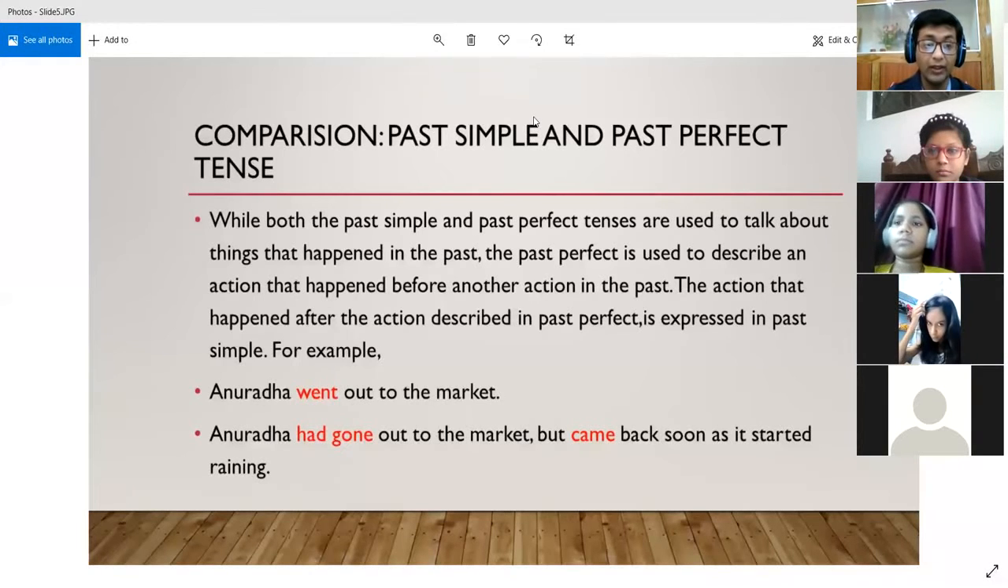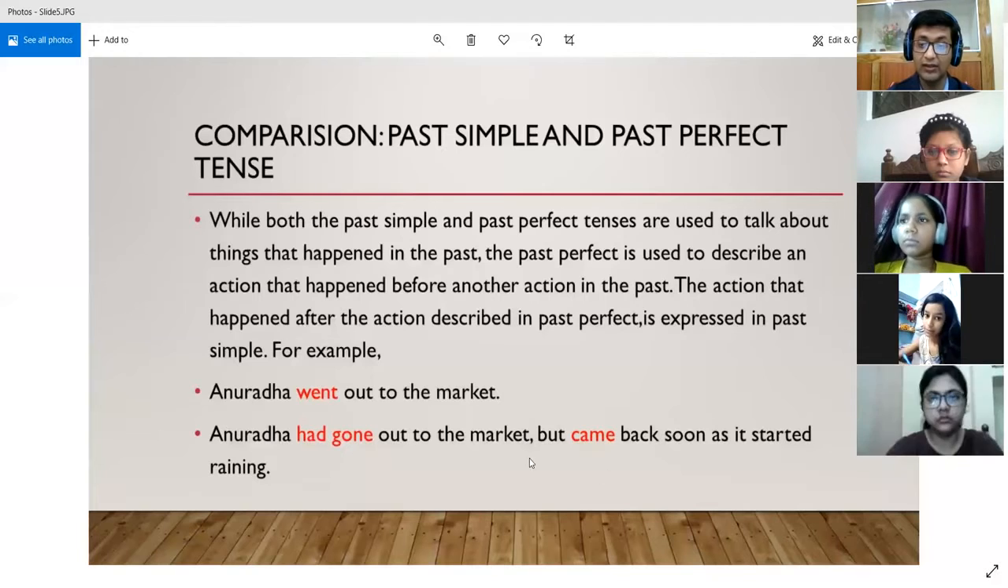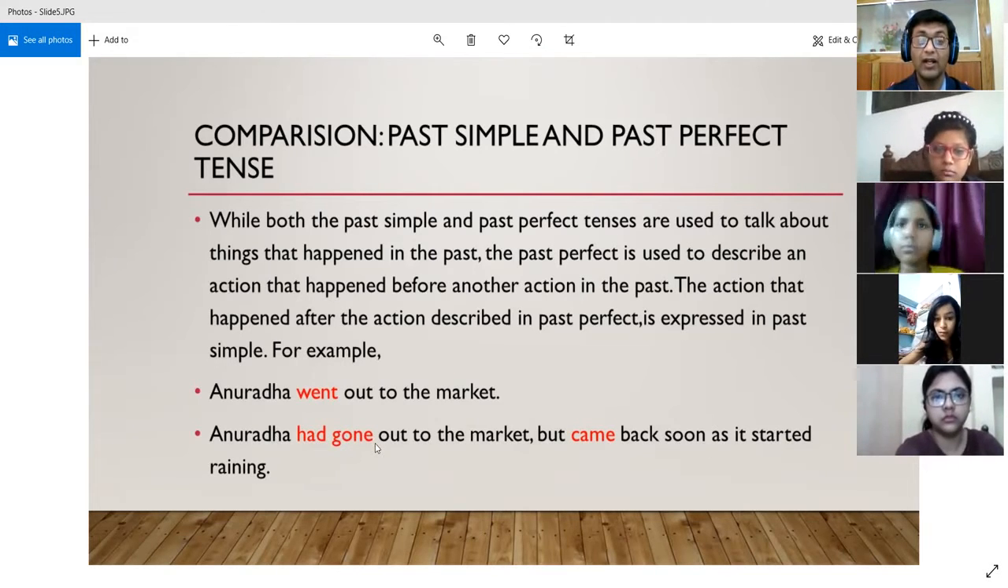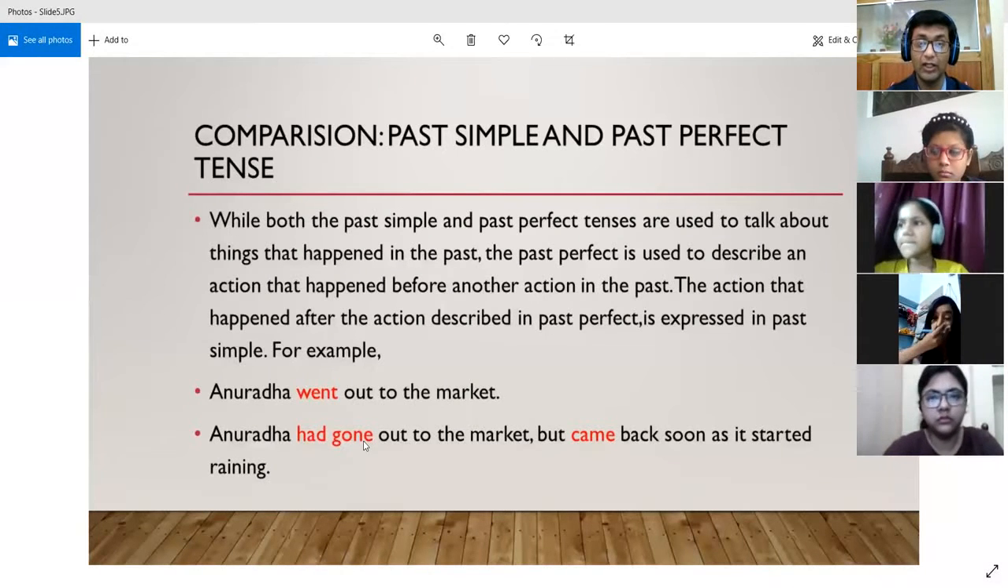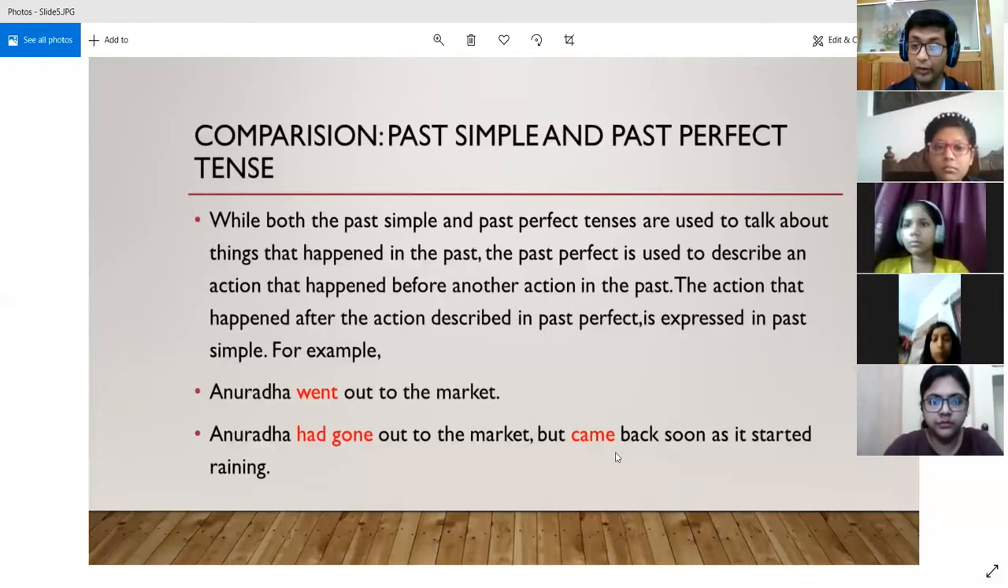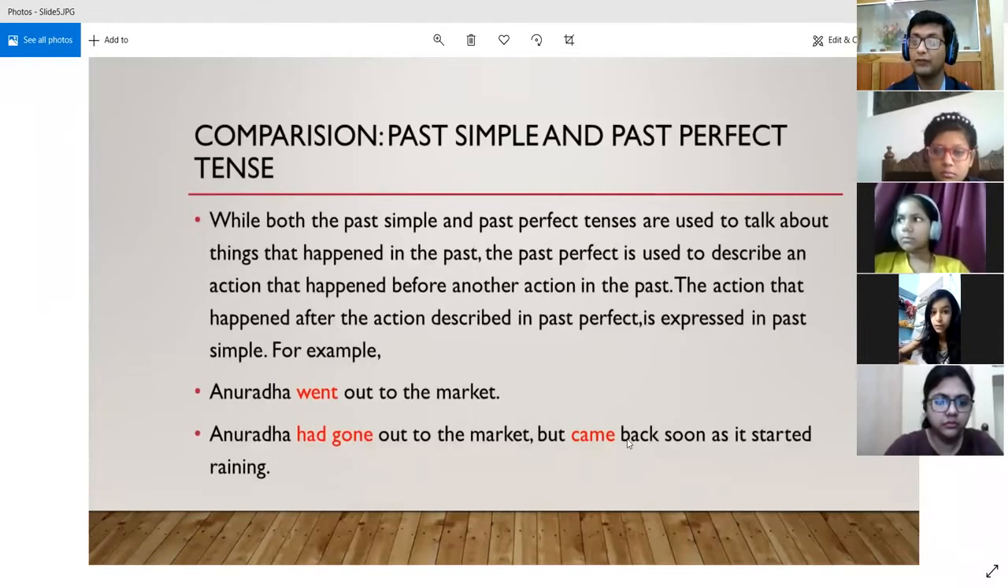But now here, two actions are happening. And what are those actions? Anuradha going to the market, and the second action is the rain starting, right? And which action happened first? Anuradha going out to the market was the first action, and then it was followed by the rain starting. So now we will say that Anuradha had gone out to the market. So we are using the past perfect tense for the action that happened in the past first, and for the action that happened subsequent to it, we are using came, the past simple form of tense.